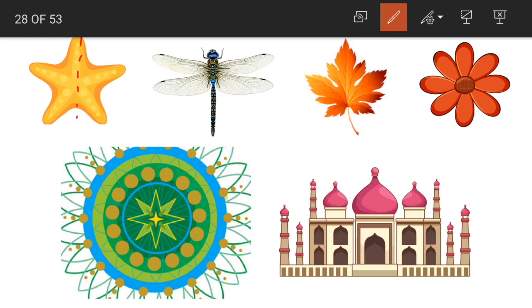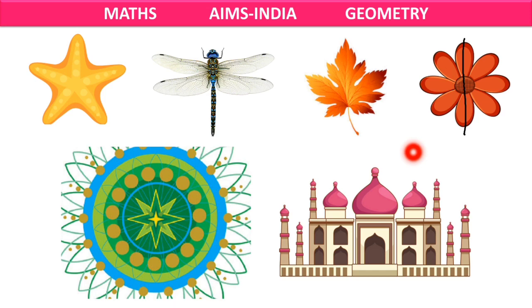See, if I draw the line here, we'll get two identical halves. Again, if I draw the line here exactly in between, we have two identical halves. Again here, two identical halves. Again here, two identical halves. So what are we observing? Most of the objects in nature that have come to us naturally are symmetrical.